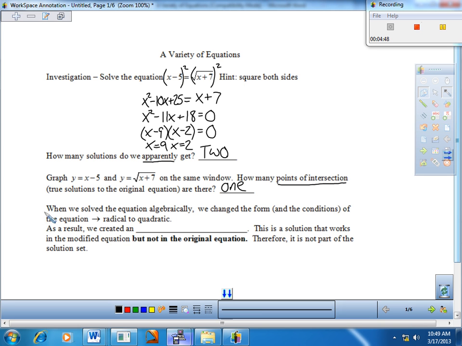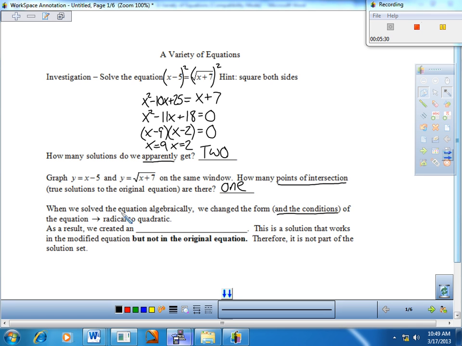And here's what happened essentially. When we solved the equation algebraically, we changed the form and hence the conditions of the equation. Originally, we had a square root equation, right? And square roots have particular conditions to them in the real number system. Specifically, we can't take the square root of a negative. So they have very specific conditions that they work under. When we changed it to a quadratic equation, it really doesn't have any conditions to it. It's a totally different type of equation. So something that may work here, unfortunately, might not work back here.